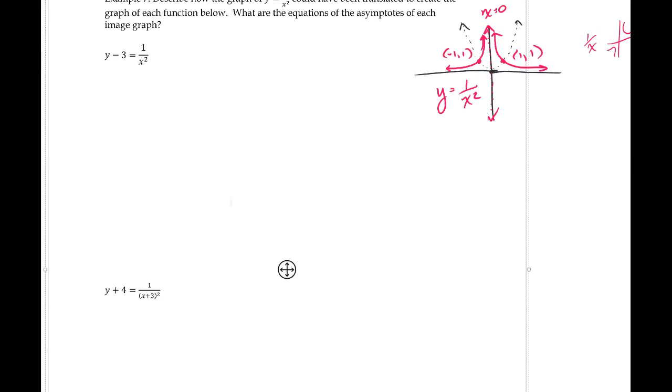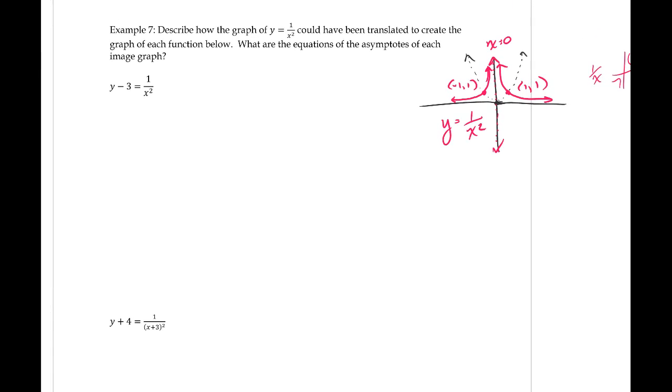So when we look at these, again, I don't like having my d value there. I like it on the other side. So I would rewrite this as y equals 1 over x squared plus 3. So now I can say with absolute certainty, now that I've moved that around, that the value for d is 3, positive 3, which means that it's moving up 3 from the parent function.